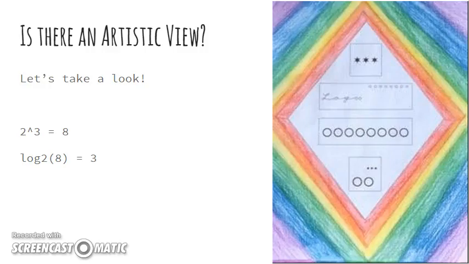The big question: is there an artistic side to logarithms? For my math midterm, I had to identify a math concept in a form of art, and here's what I came up with. As you can see, there is a diamond. Inside, there are 4 rectangles. The very bottom rectangle has 2 circles and 3 stars. That represents 2 to the third. The rectangle above that is filled with 8 circles, which represents what the product of 2 to the third is, which is 8. That's the first half of the equation.